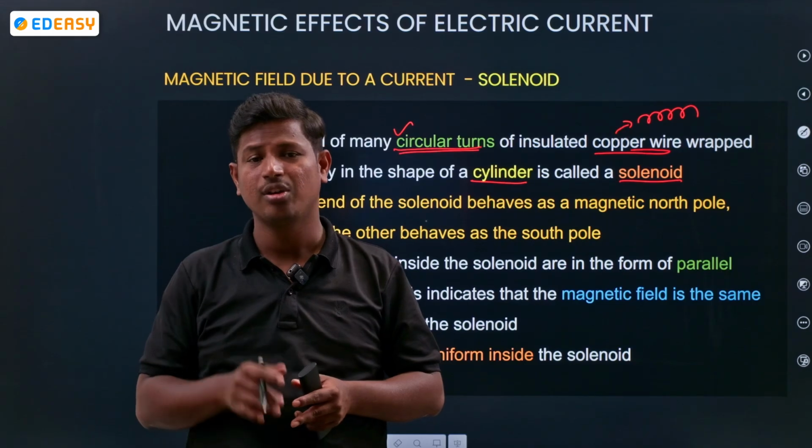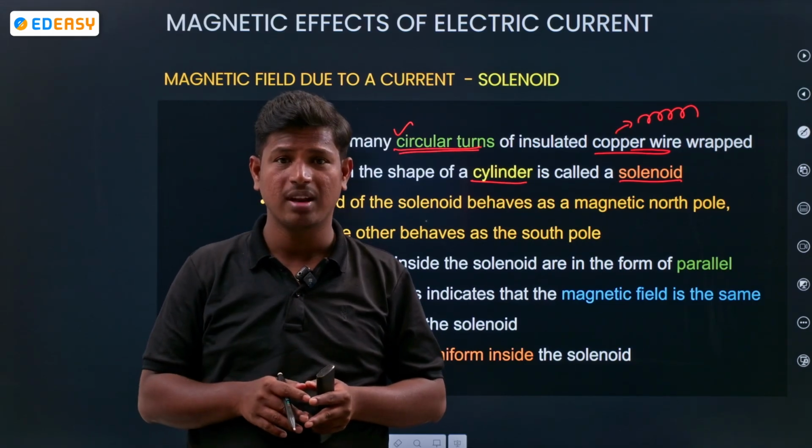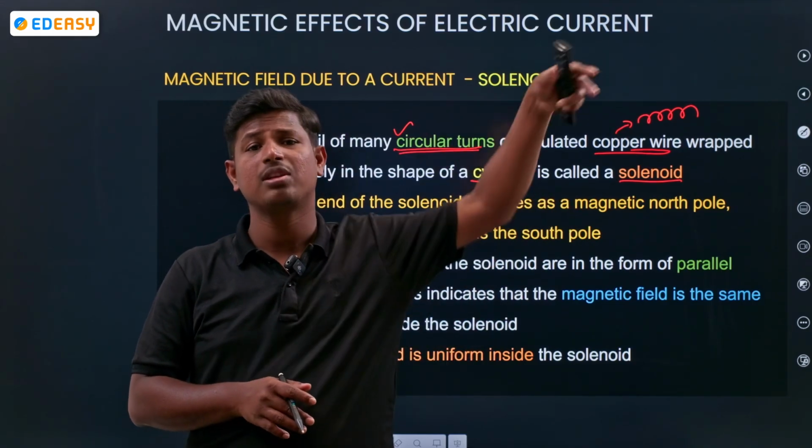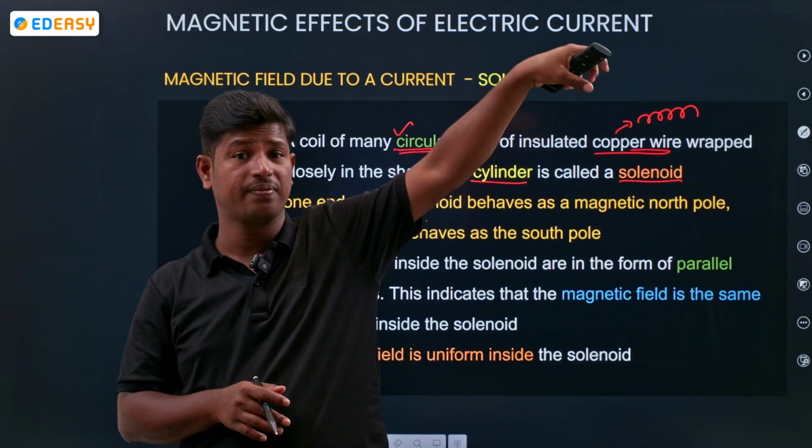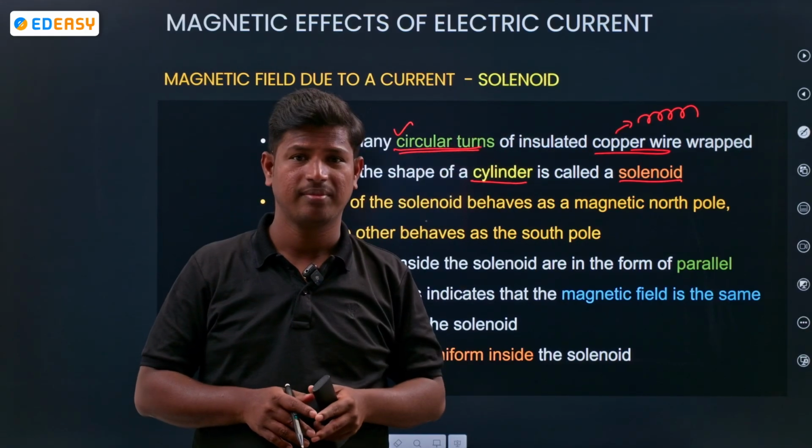Okay. For domestic purposes we will use copper wire. For going from one place to another, the transmission lines, there we will use aluminum.